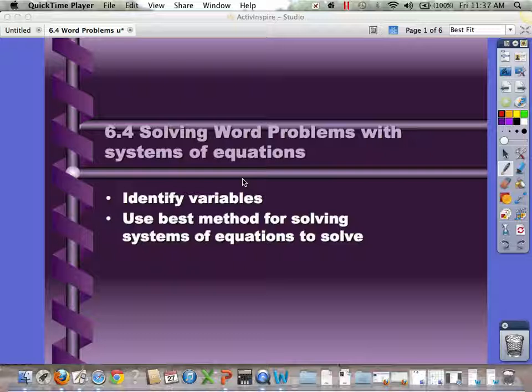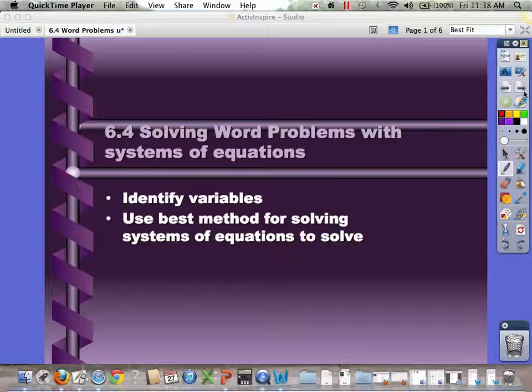6.4, solving word problems with systems of equations. We're going to be identifying the variables, which is very, very important when you're doing this. You need to write it down so that you don't forget by the time you finish your problem what you set up to be X and what you set up to be Y. So make sure you write that down on your piece of paper and identify your variables. And you're going to figure out which would be the best method for solving these systems of equations.